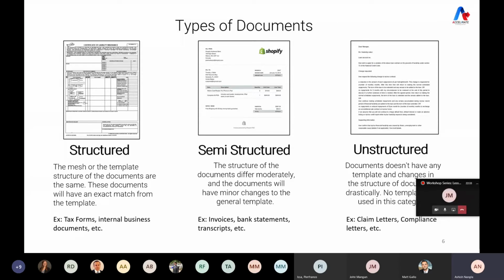Now, one reason is that you don't know what the document is, and the data is not there in a specific format. You can't just look at it and say, okay, here is how.